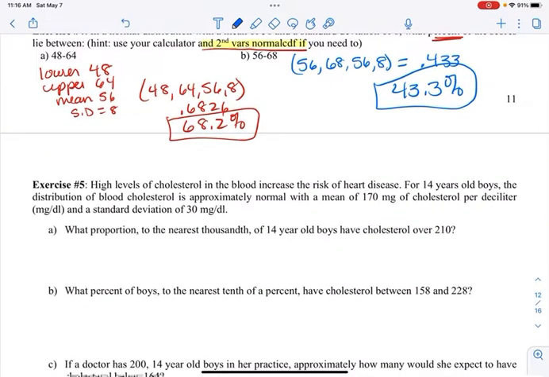High levels of cholesterol in the blood increase the risk of heart disease. For 14-year-old boys, the distribution of blood cholesterol is approximately normal, with a mean of 170 milligrams of cholesterol per deciliter and a standard deviation of 30. What proportion, to the nearest thousandth, of 14-year-old boys have a cholesterol over 210? Again, you can just do this in your calculator.